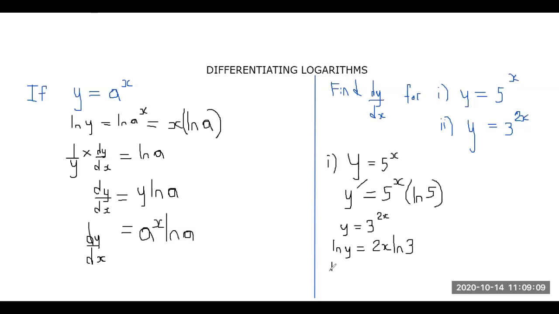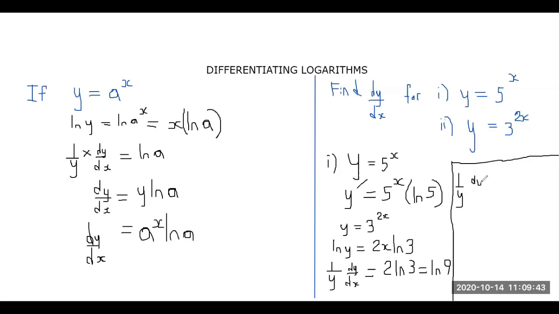To differentiate ln y, we get 1 over y dy dx. And 1 over y dy by dx is going to be equal to what? 2 ln 3. But then what is 2 ln 3? 2 ln 3 is ln 3 squared, which is ln 9. Let's finish this question in this box right here. So 1 over y dy by dx is equal to ln 9.